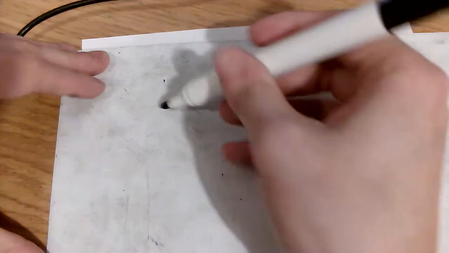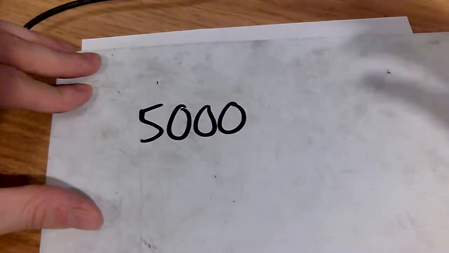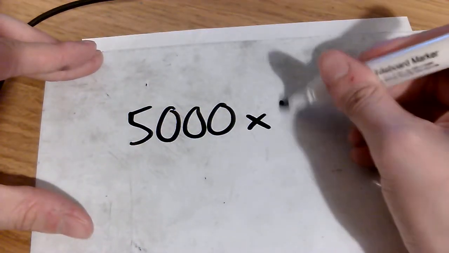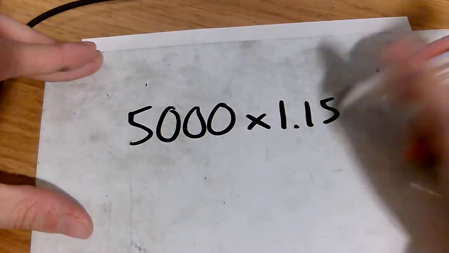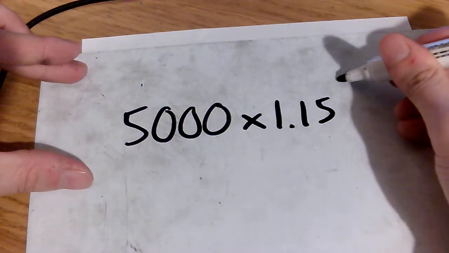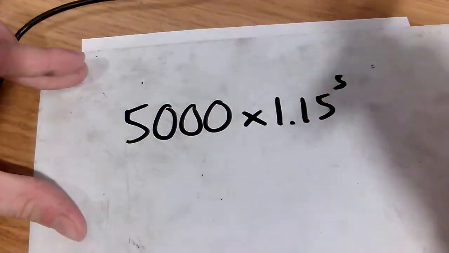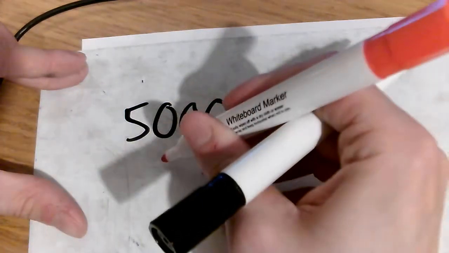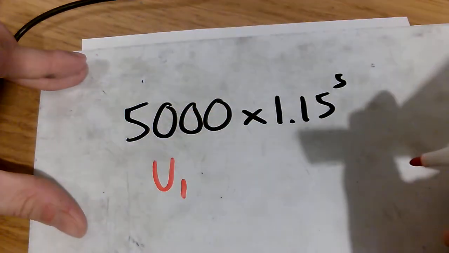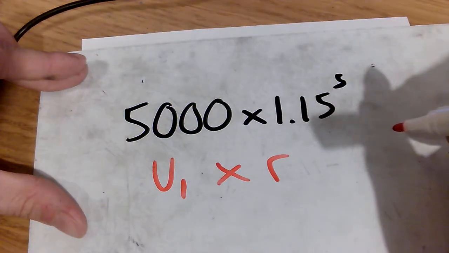So we take a typical compound interest question, like let's say somebody's got £5,000 and they put it in a bank account and it increases by 15% each year. We'd multiply it by the multiplier of 1.15, and if it was happening for 5 years, we'd then do that to the power of 5. Well, this is actually a geometric sequence. It's got U1 sitting at the top here, and then it's multiplied by a ratio a certain number of times.